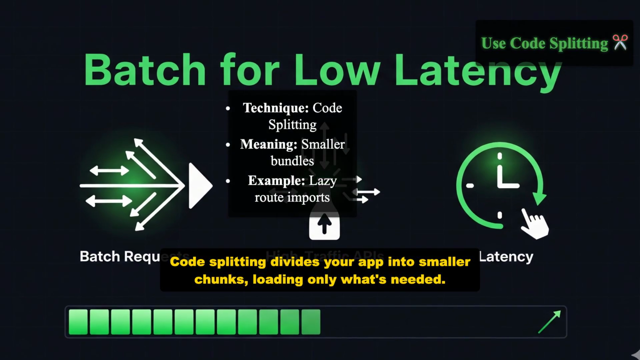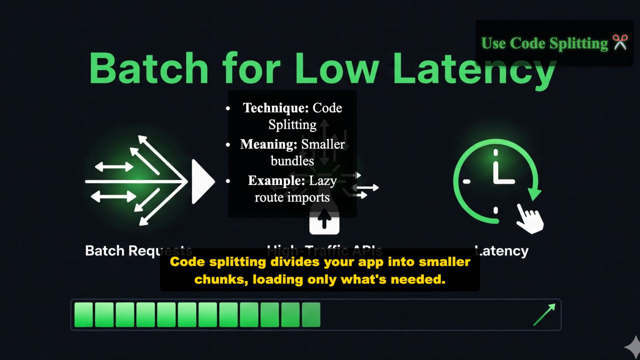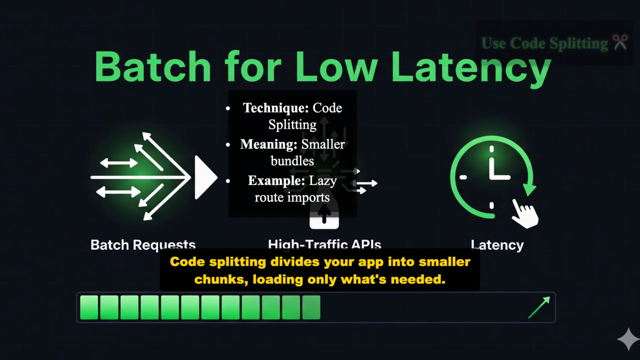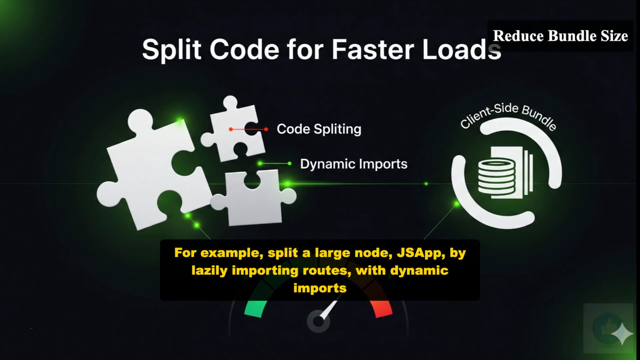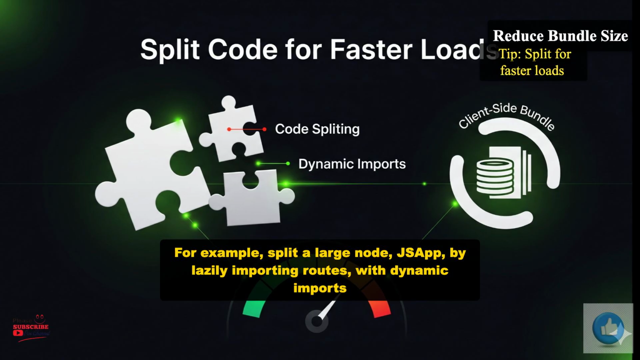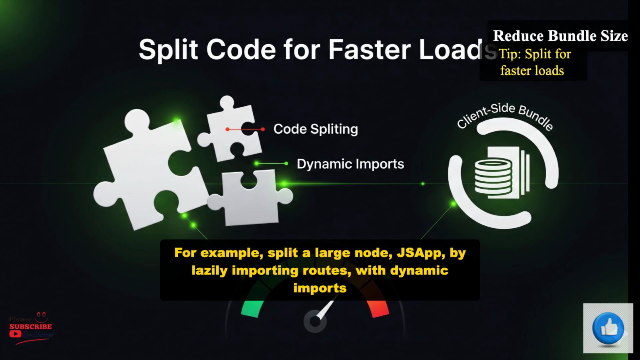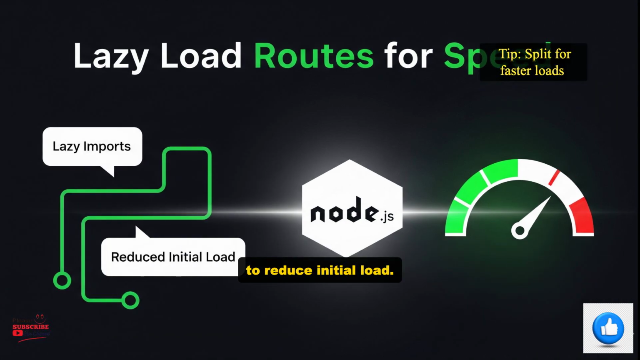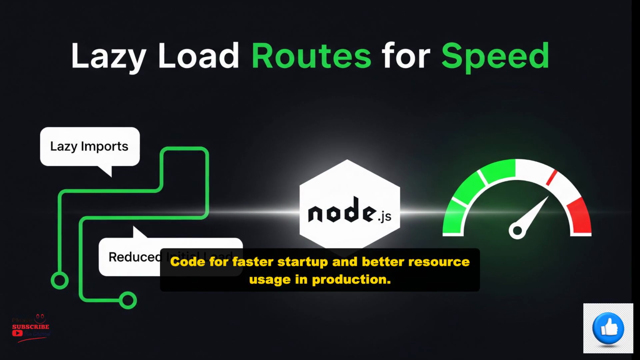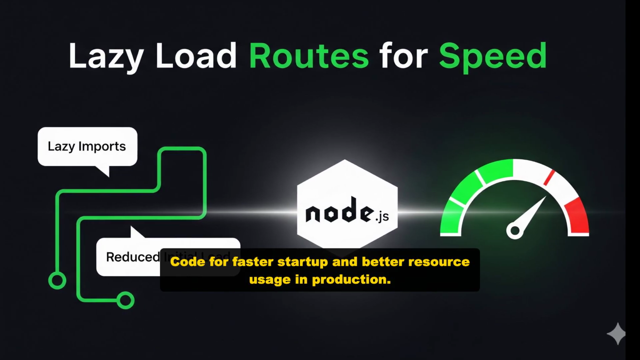Code splitting divides your app into smaller chunks, loading only what's needed. Use dynamic imports for client-side bundles. For example, split a large Node.js app by lazily importing routes with dynamic imports to reduce initial load. Tip: Split code for faster startup and better resource usage in production.